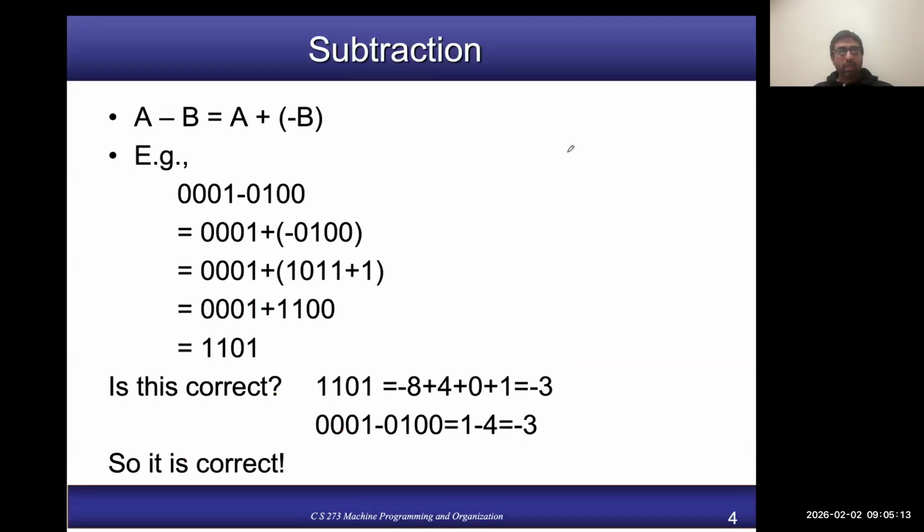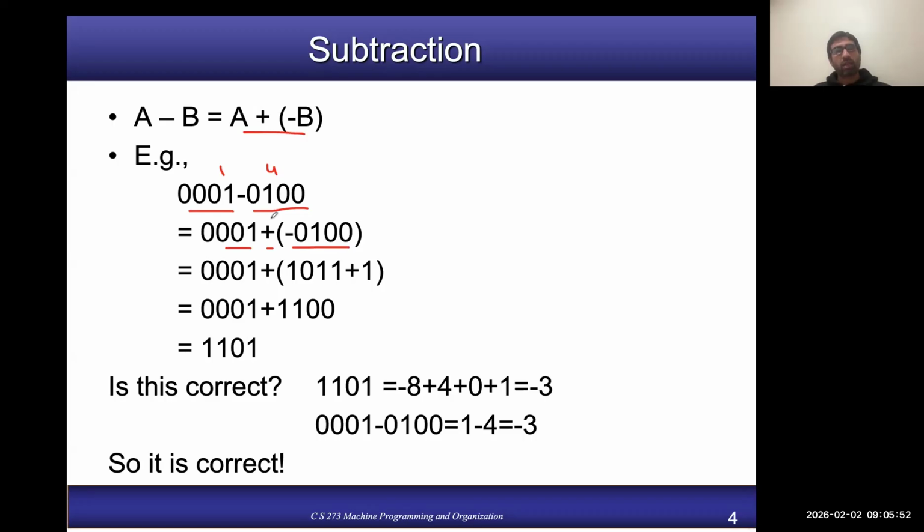Now let's have a look at another example. Let's say we want to do a minus b, we want to subtract b from a, right? So we can rewrite it as a plus minus b. Everyone knows this, right? So, for example, let's say you have the binary number 0001 and the binary number 0100. So in decimal, this is 1 and this is 4, right? So you are saying 1 minus 4. And here you are writing the binary of both 1 and 4. But you can rewrite it as 1 plus the negative of the binary of 4, that is, -4, right?